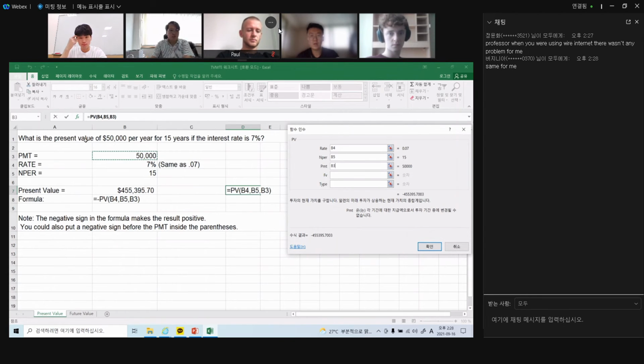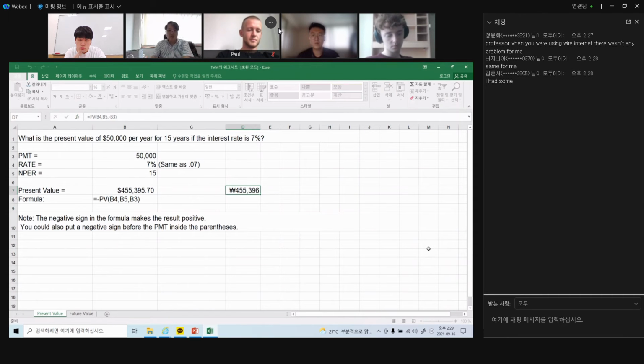Payment, because we receive $50,000 every year for 15 years, right? So what is the present value of $50,000 every year? This is going to be payment, not the simple cash flow stream. So to get the positive answer, we need to add the negative sign in front of the payment. Then if you click confirm, the answer is 455,396.